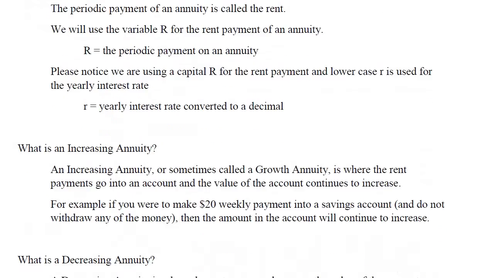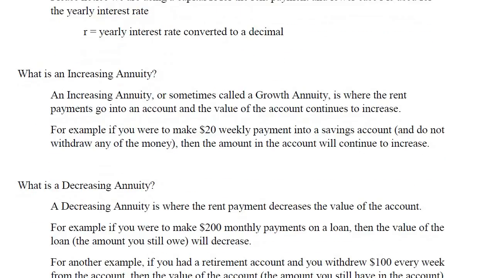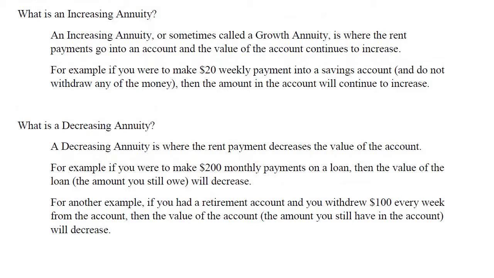There are two types of annuities that we're going to see. One is called an increasing annuity, and the other one is called a decreasing annuity. An increasing annuity, sometimes called a growth annuity, is when the rent payment goes into an account and the value of the account continues to grow. For instance, if you were to make a $20 weekly payment into a savings account and you do not withdraw any of that money, then the amount in the account will continue to increase.